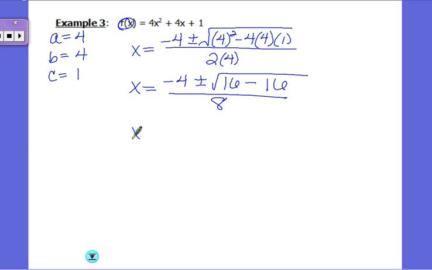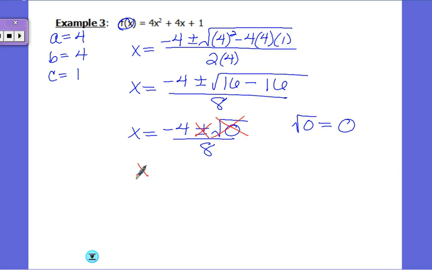Continue to simplify. We get x equals negative 4 plus or minus the square root of 0 all over 8. Well, what does the square root of 0 equal? It's just 0. So that ultimately just goes away. And if that goes away, so does that plus or minus. So we are just left with x equals negative 4 over 8, which is the same thing as negative 1 over 2. So our solution is negative 1/2.